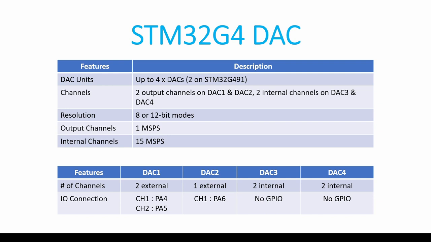And unlike the ADC, which is connected to almost every pin on the chip, the DAC only connects to a maximum of 3 GPIO pins, PA4, PA5, and PA6. Lastly, unlike the 4 MHz speeds of the ADC, the DAC is slower. It maxes out at 1 MHz.